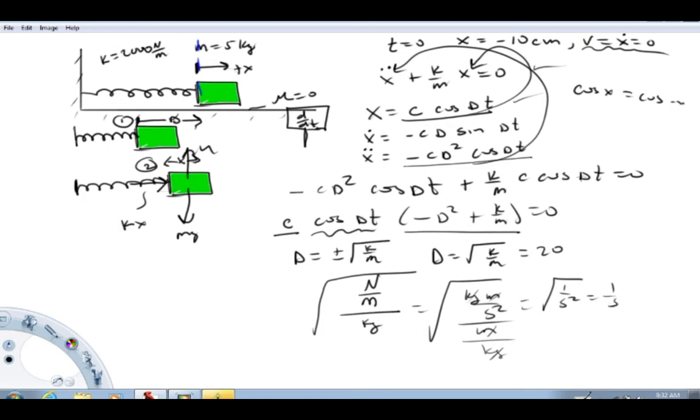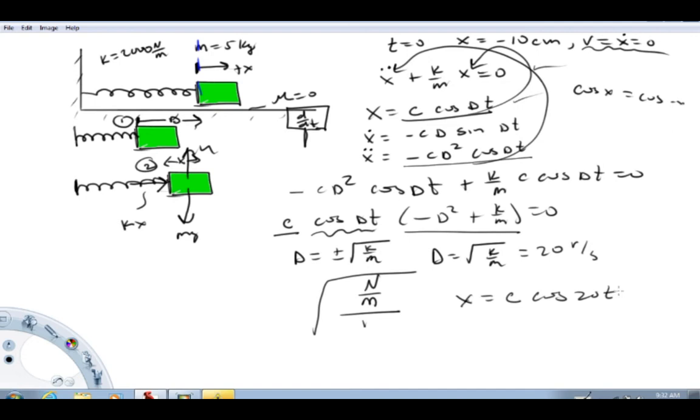Now, when you look at cosine of dt, if you're going to take the cosine of something, that something is going to be an angle in radians. So this 1 over seconds is really radians per second. I'm going to get rid of all this stuff we don't need. That 20 has units of radians per second. So now what we know is that our solution is x equals a constant c, that we'll find in a minute, times cosine of 20t. I'm going to pause this again and clean up more stuff here, so we can finish up the last little bit of this.